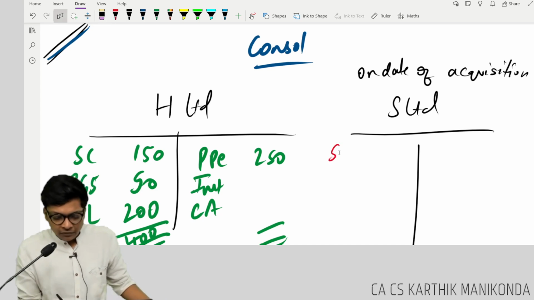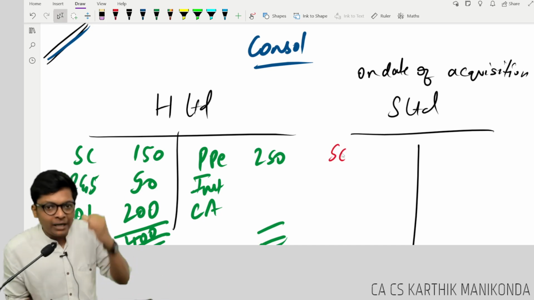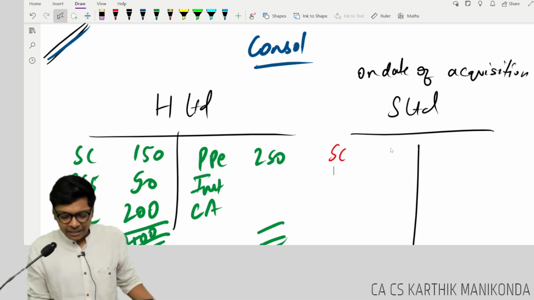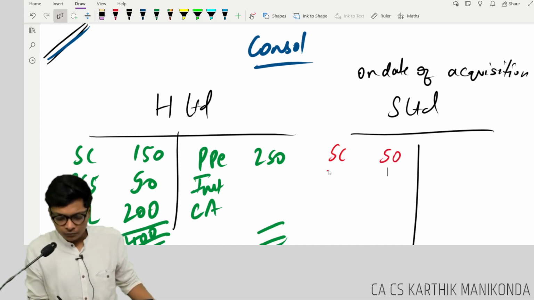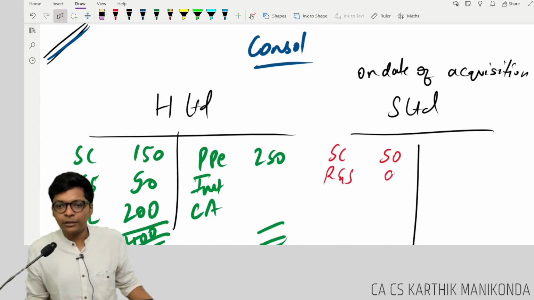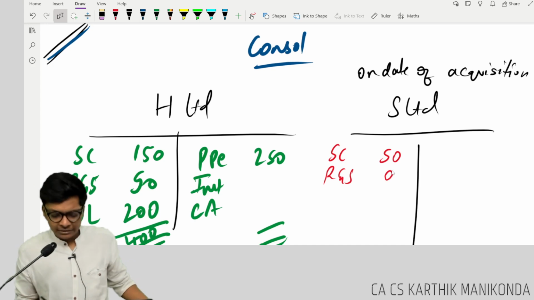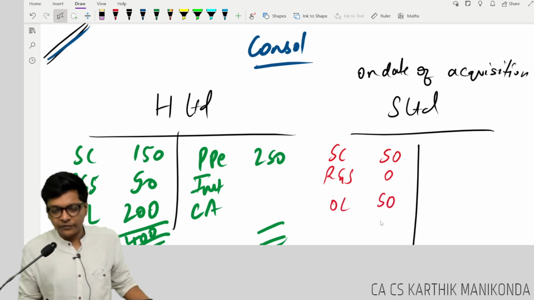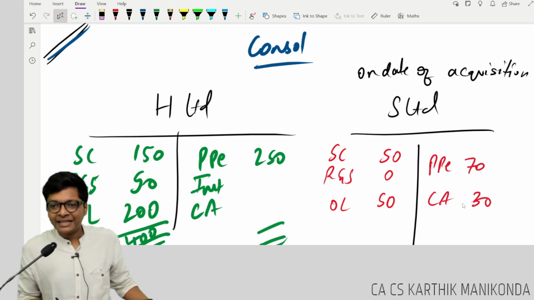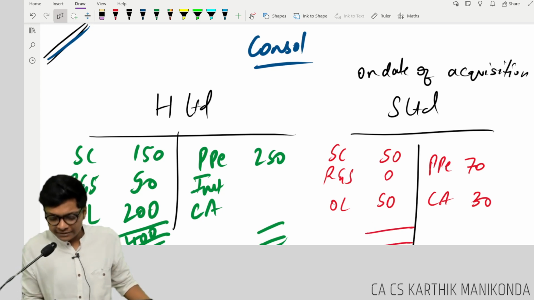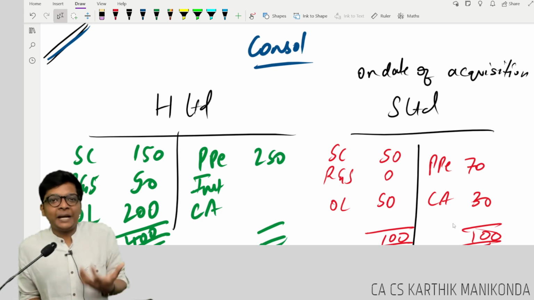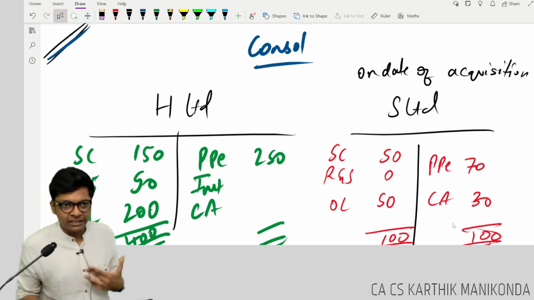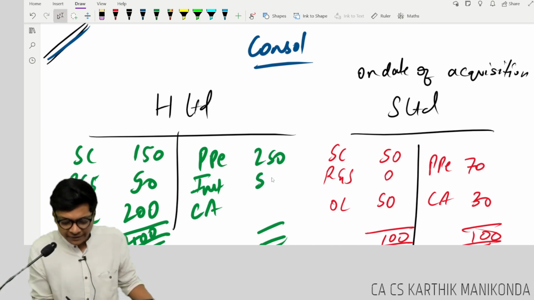So S Limited, on the day I purchased S Limited, I acquired S Limited, let's say share capital of S Limited was 50, reserves and surplus was 0, other liabilities was another 50, let's say PPE was 70, current asset is 30. Are you following, guys? So total is 100. So now I will fill here. I can decide if I want capital reserve or not. First I am keeping a simple example, guys, for you to understand the context. Investments I am keeping at 50, current assets at 100, total is 400.